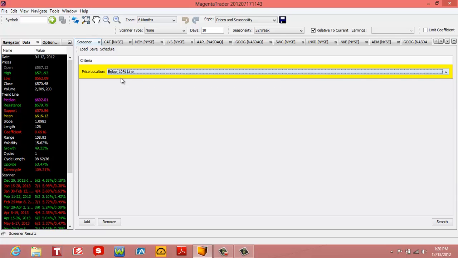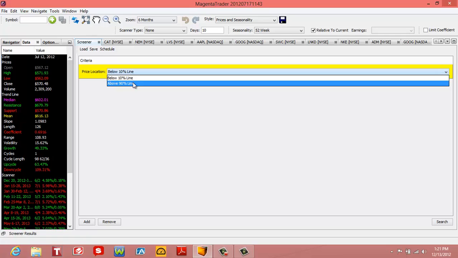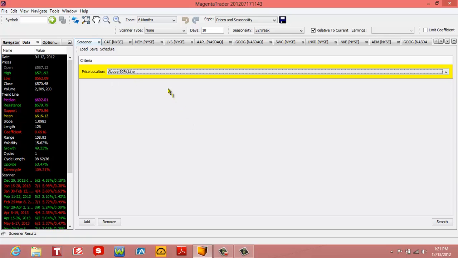So if I want to find stocks that are below the 10% line, right here, this would be the location of price that I want to use. Below the 10% line would be the red line, and above the 90% line would be the green line. So it depends if I want to look for buys or calls, or if I want to look for puts. If I'm using the below-10% option, it's a good one to find calls because we're at an extreme low. And if we use the 90% line, then it's a good area to find puts.